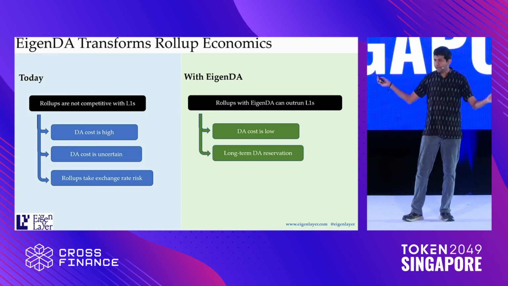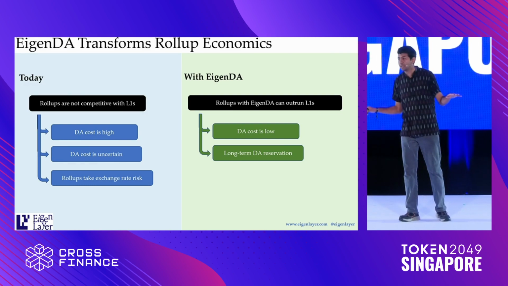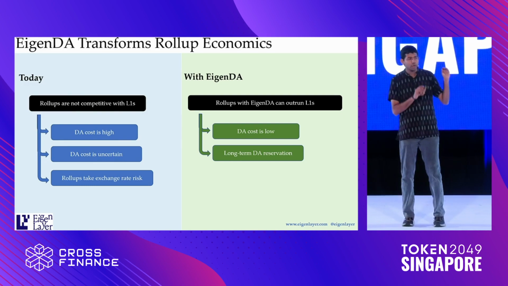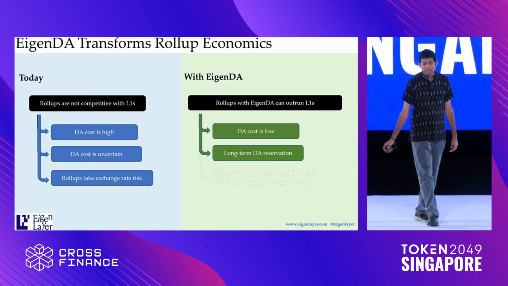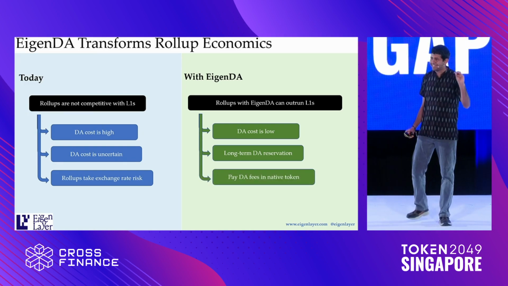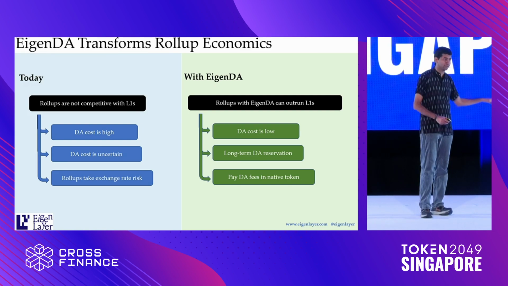Yuga Labs does a Bored Ape drop and your price shoots up. No, it doesn't shoot up. You have your own reservation. You have your own slot. You have your own data bandwidth. That's what EigenDA does. And finally, you can actually pay DA fees in your own native token.